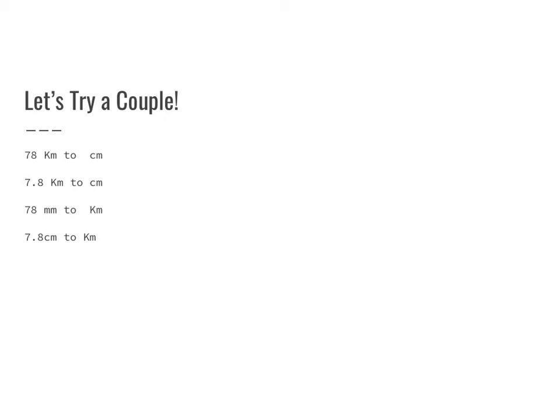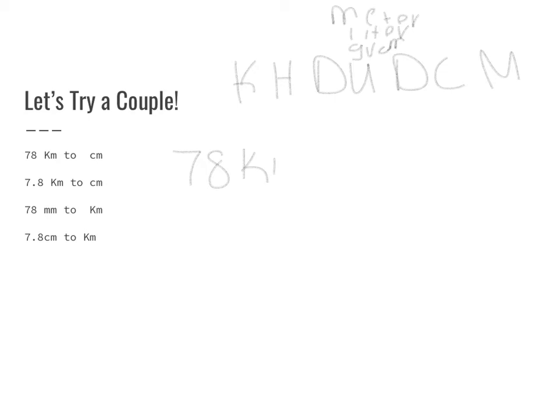First thing I need to do is I need to have my mnemonic. So I remember kids hate decimals unless decimals create money. And there in my U, that's where I have meters, liters, and grams. So we are starting out with 78 kilometers, and we're going to turn that into centimeters. Now the first step, if I go back to what we discussed, is that I need to have a decimal, and I do not currently have a decimal on this, so I'm always going to put it at the end if there isn't one there already.